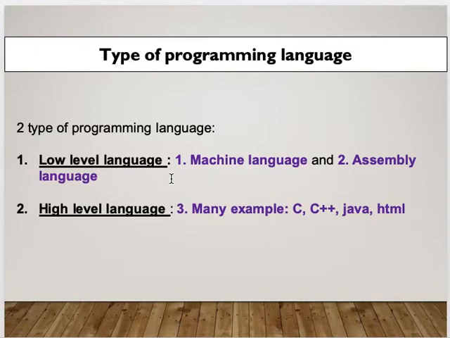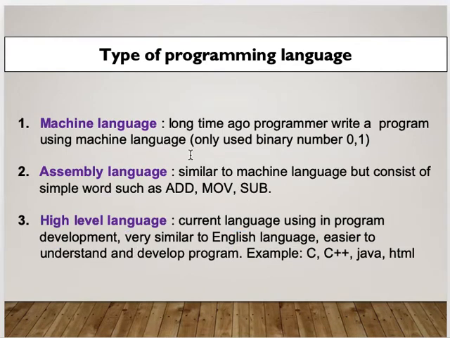In low level language consists of 2 language. One is machine language and second is assembly language. High level language is a language that used in today's program development. Many of it, example of C, C++, Java, HTML, ASP, PHP, and so on.